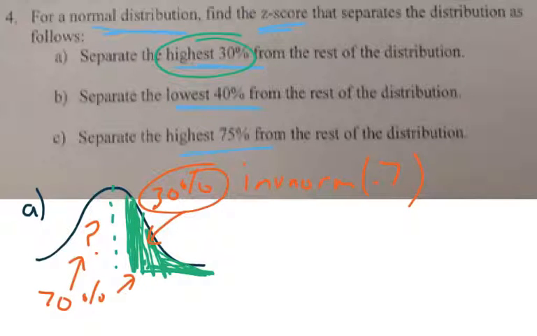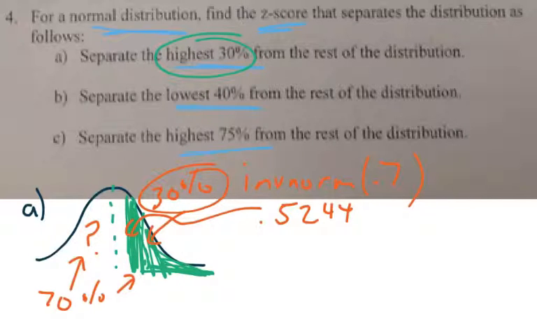Okay, let's see how you did. When you did inverse norm 0.7, did you get 0.5244? If you did, what that means is that right there is 0.5244 standard deviations above the mean.